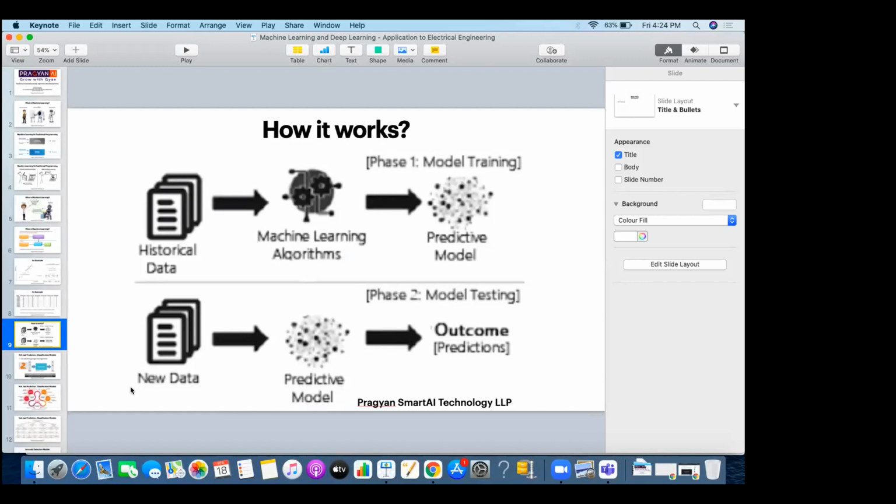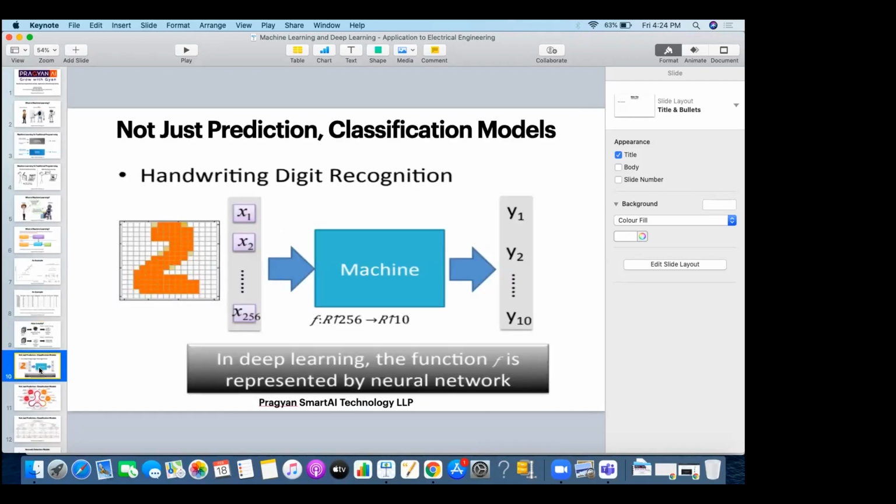Okay, next, is this the only thing machine learning does? Only predicting the housing price or some kind of value, like a stock price? Is this the only thing a machine does? No, it does a lot of things actually. If you see, this is another kind of application.